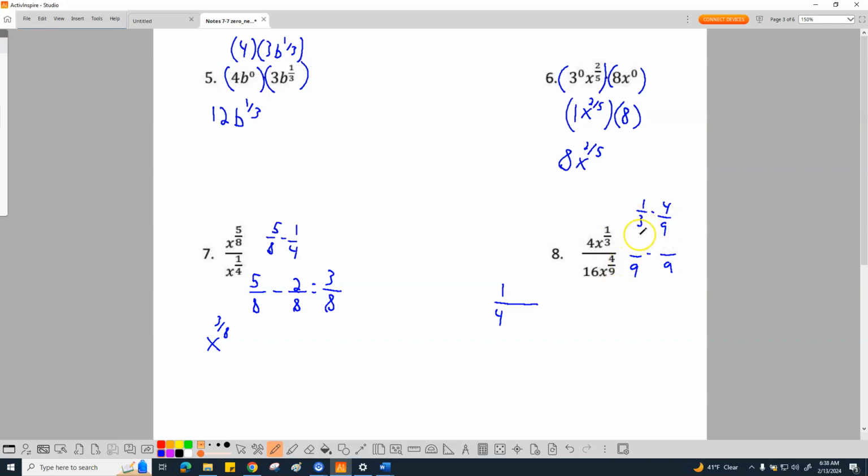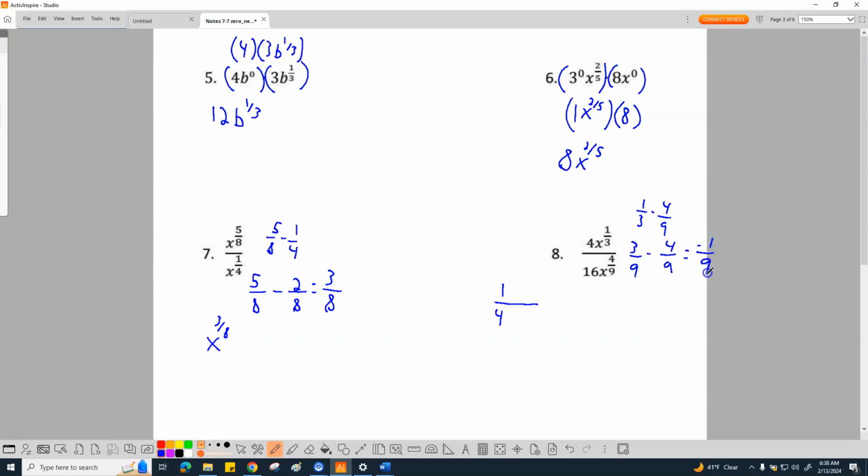From 3 to 9, I multiplied by 3. So I'm going to multiply the top part by 3 as well. So that ends up changing to 3/9, and then the 4/9 stays the same. So now remember the rules. The rules are you subtract. So 3/9 minus 4/9 is equal to negative 1/9.